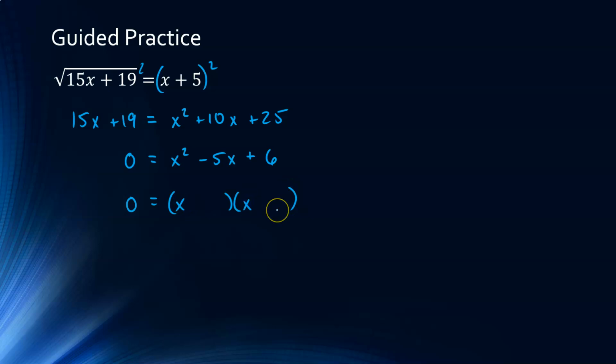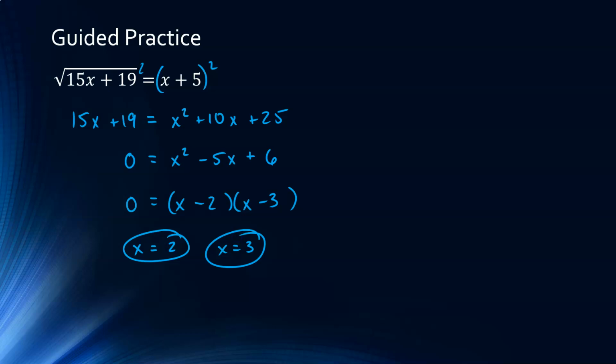So we're trying to find two numbers that multiply together to be a positive 6, that add together to be a negative 5. Well, hopefully you got negative 2 and negative 3. Negative 2 times negative 3 is 6. Negative 2 plus negative 3 is negative 5. If I set each of those equal to 0, I would get x equals 2. And I would get x equals 3. But we want to check to see that both of those solutions work.